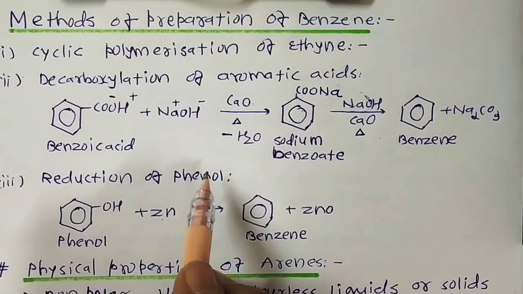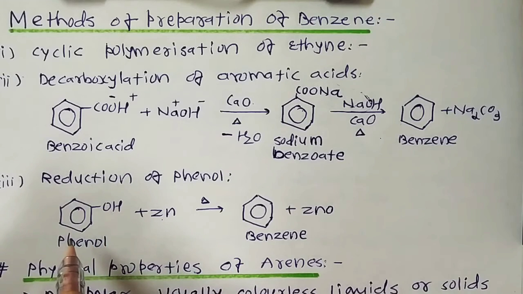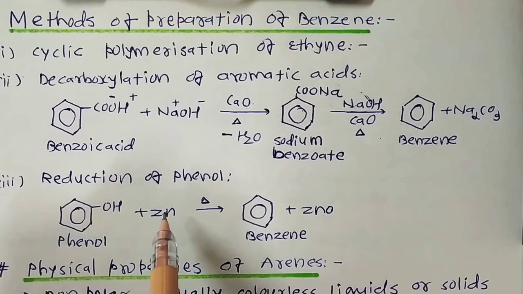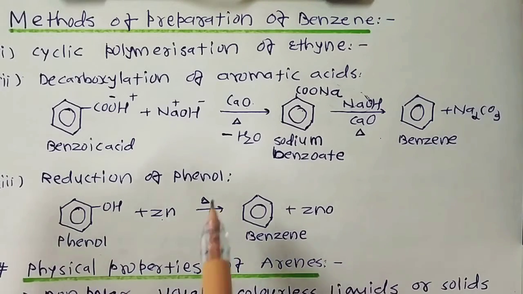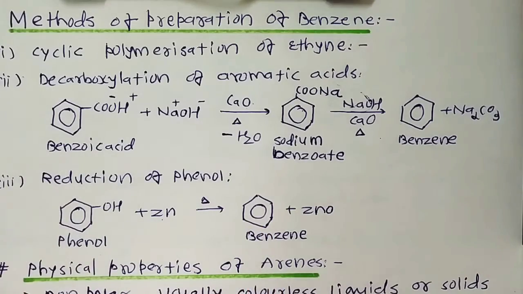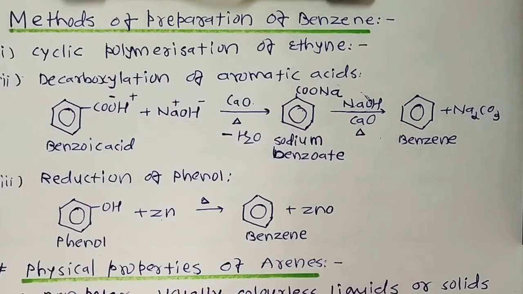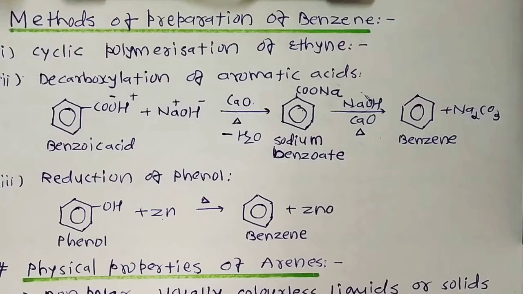Then the reduction of phenol. As we know, the structure of phenol is like that: a benzene ring with an OH group directly attached to it, called the phenolic group. When it reacts with zinc, we know that zinc is a very good reducing agent, so it is converted into ZnO and we get benzene from phenol. There are various methods to form benzene, but in our textbook they demonstrate only three methods.